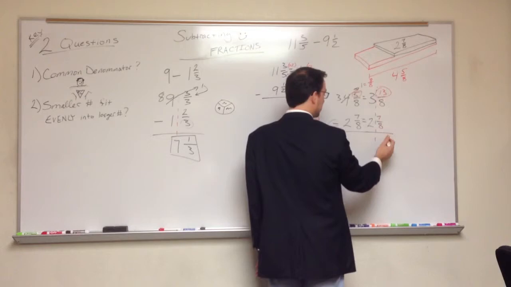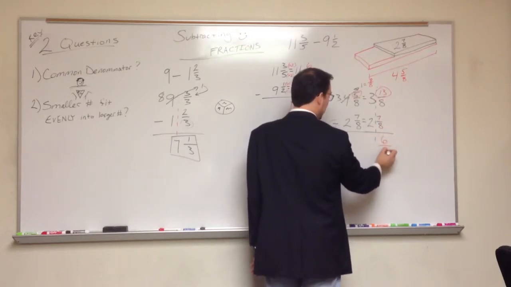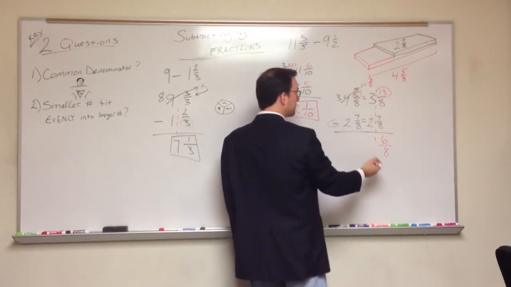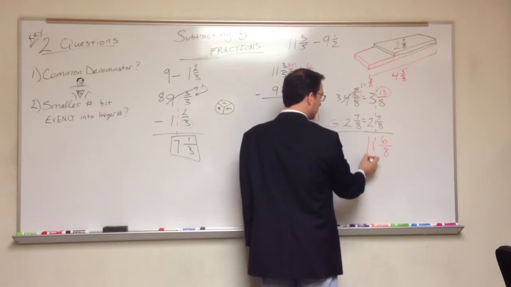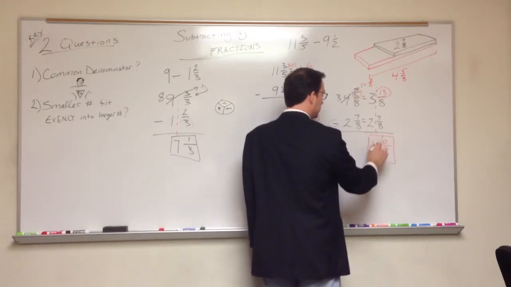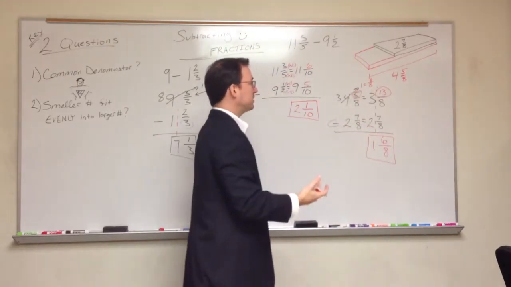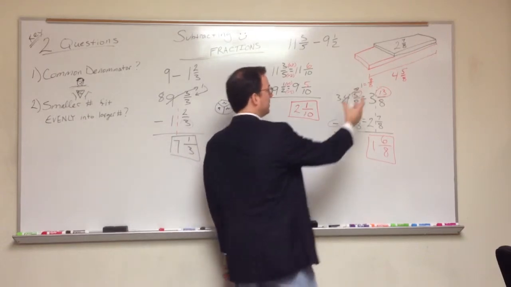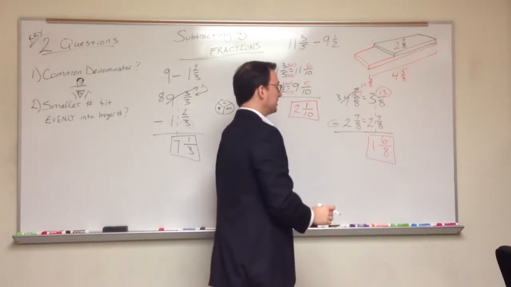Okay, so 13 minus 7 is now 6. And it's 8ths because it's the 8th club. And then we have 3 minus 2 is 1. So we find out that as we overlap these 2 pieces of material, the gap that we have here is going to be 1 and 6/8.